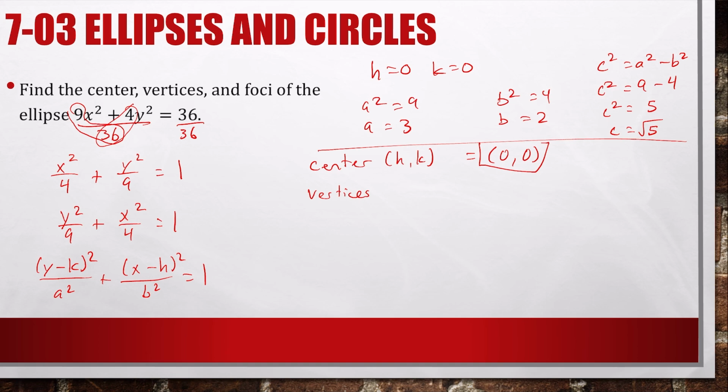The vertices. Let's see, the y comes first. So that means it's moving in the y, so it is a vertical ellipse. So that would be h, and then k plus or minus a. So that would be 0, 0 plus or minus 3, or 0, plus and minus 3. So that would be (0, 3) and (0, negative 3).